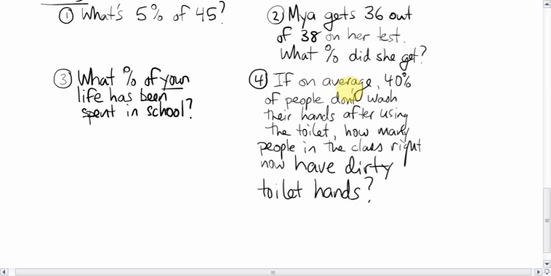And the last question here. If, on average, I looked up, 40% of people don't wash their hands after using the toilet. According to that data, and let's just assume that our class is just like everyone else, society, and they follow what everyone else does, how many people in this class right now probably have dirty toilet hands? So bits of information you'll need there. 40% of the class. You're going to have to count how many kids are in the class right now and get the answer to that.